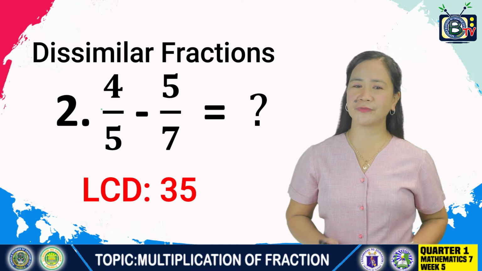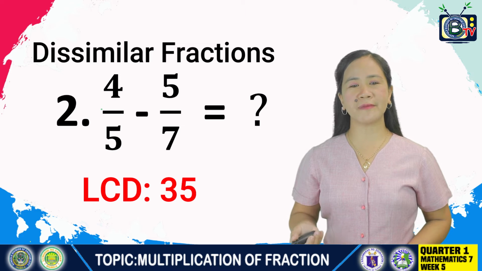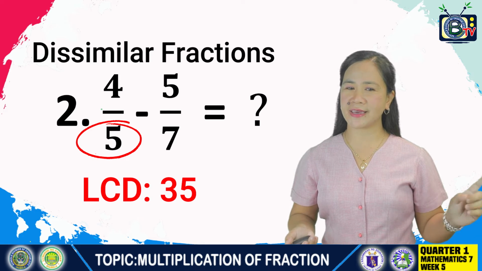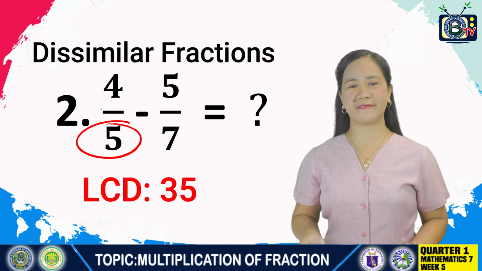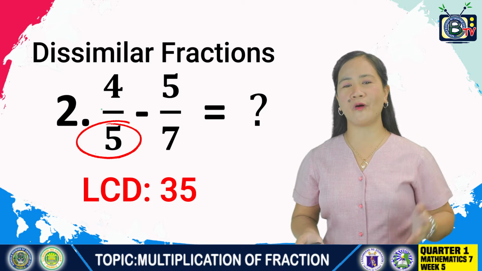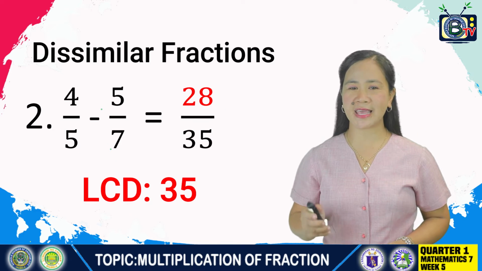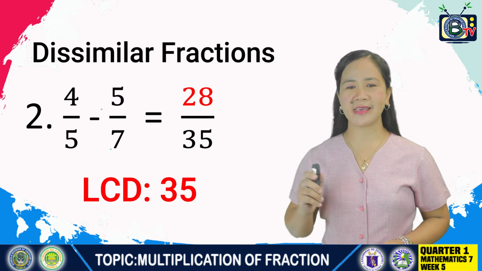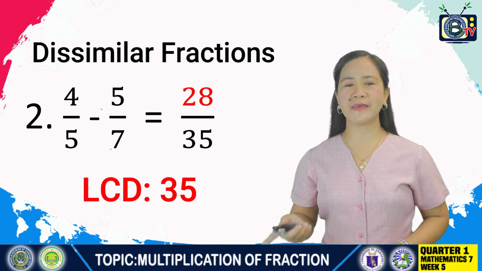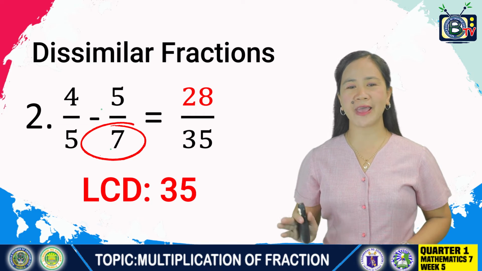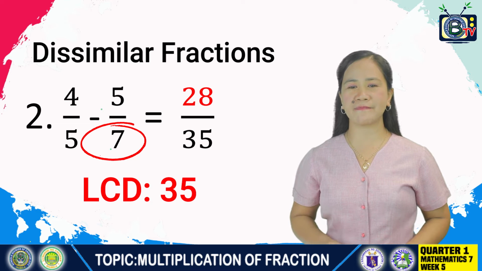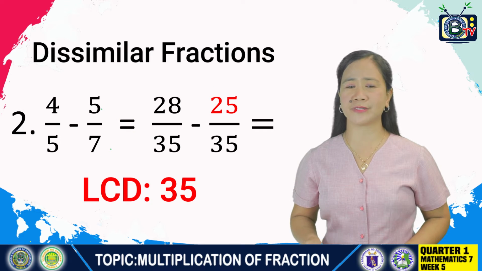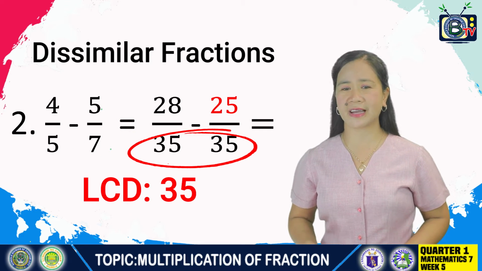So let's have the first fraction. 35 divided by 5 is 7. Multiply it by 4, so the answer is 28. Okay, next, 35 divided by 7 is 5. Multiply it by 5 is equal to 25. So they are now similar fractions, class.